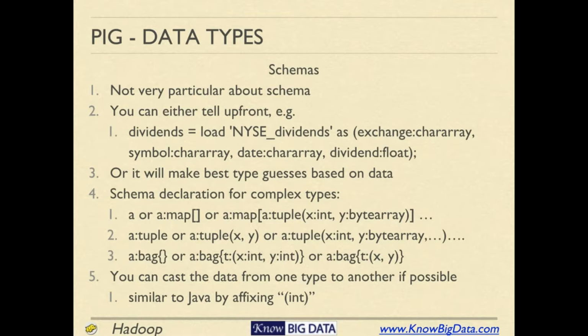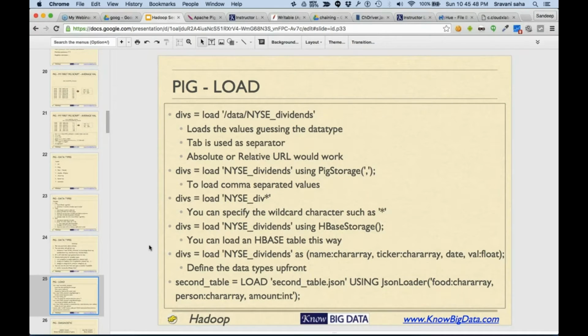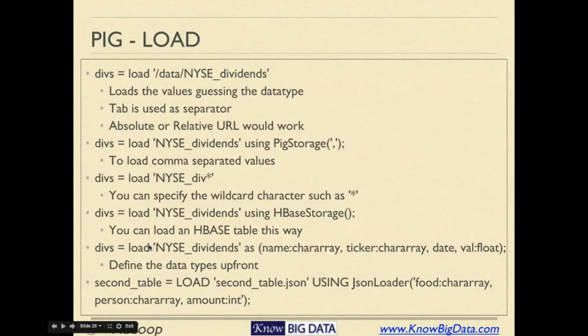Also, it's possible to cast data from one data type to another by putting a data type inside round brackets, just like you do in C, C++, Java. So if you want to cast A into some other data type, you could say bracket int and A. So that was our little more detailed description. Now let's talk about the load statement.